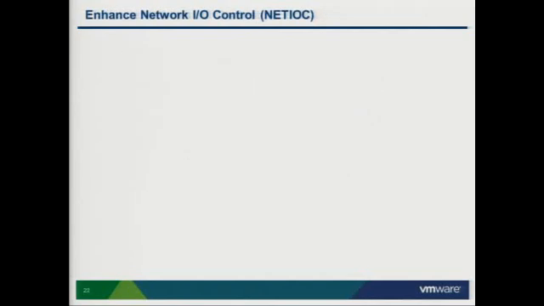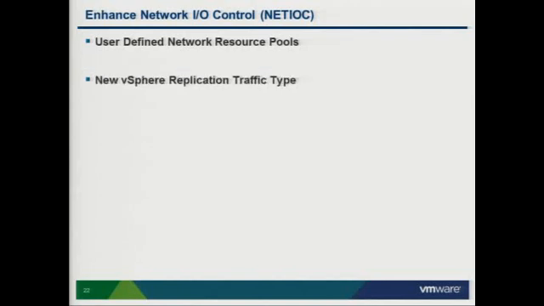So let's look at the enhanced network I/O control now. As I said, there are two new traffic types which you support in vSphere 5. One is the user-defined network resource pool and the other is the new vSphere replication traffic type. So let's talk about the user-defined network resource pool. When do we really need this?